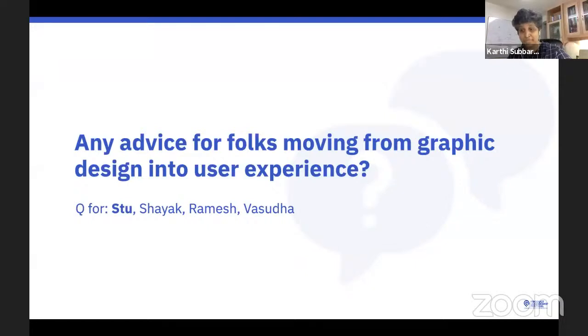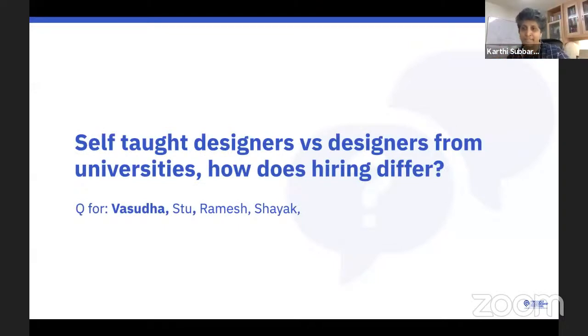So stay there. I have another question for you on very similar lines, because there are a lot of self-taught designers, and our universities probably graduate 20 designers in a year. So self-taught versus designers from universities, how does hiring differ? How do companies look at these designers? Currently with COVID, the scenario has changed. With university, there are fewer freshers jobs. There are fewer companies going for campus recruitments.